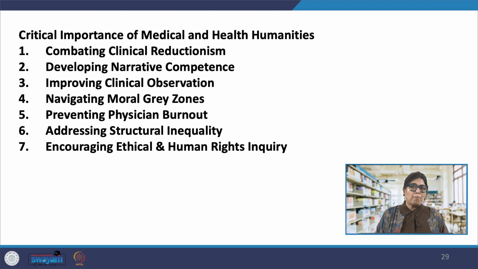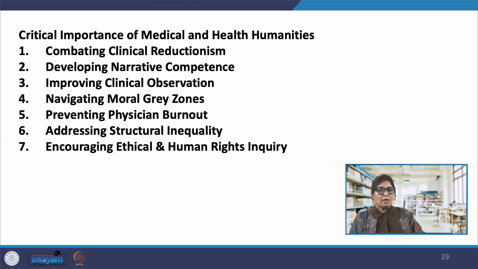They help in combating clinical reductionism. Modern medicine often treats the body like a machine to be fixed. Beyond the biological view, the humanities remind us that a patient is a person with a story, a family, a culture. It shifts the focus from treating a disease to caring for a human being.